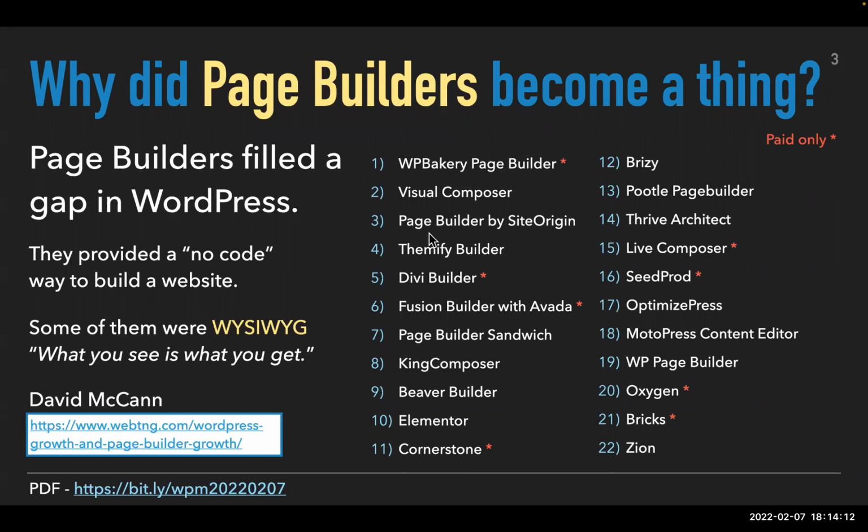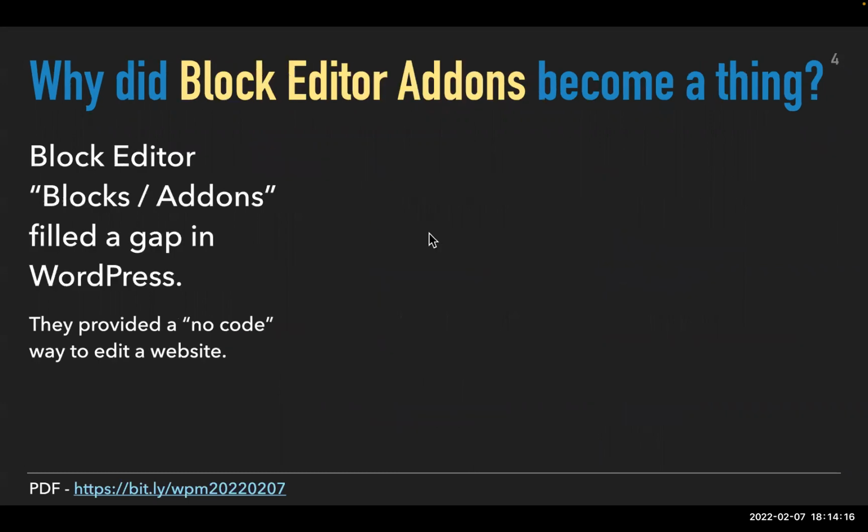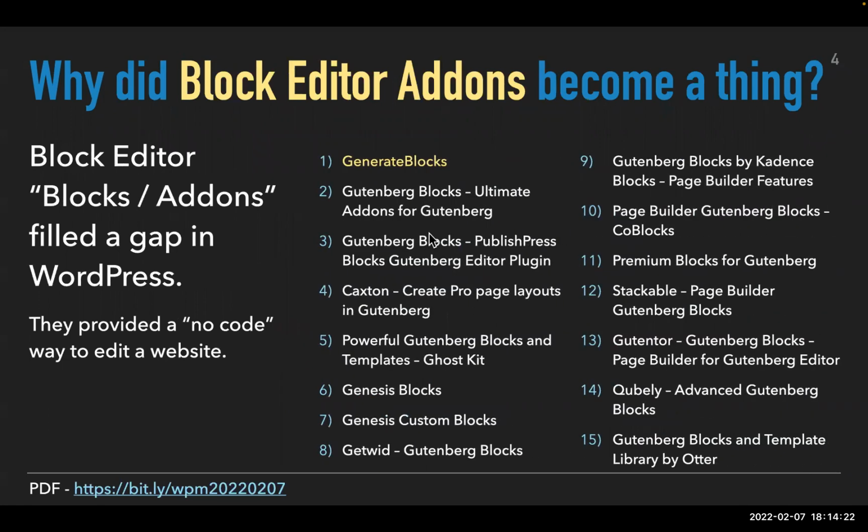Let's talk about the block editor add-ons. How did that come about? Why meet up with the block editor add-ons? I'm just going to power through. All of these are block editor add-ons. You can see GenerateBlocks, but there are like 15 of them in the WordPress repository. I know some of you have used them. I've used 4 of them. I've used Ultimate Add-ons, and I've used Cadence, and I've used Stackable also.